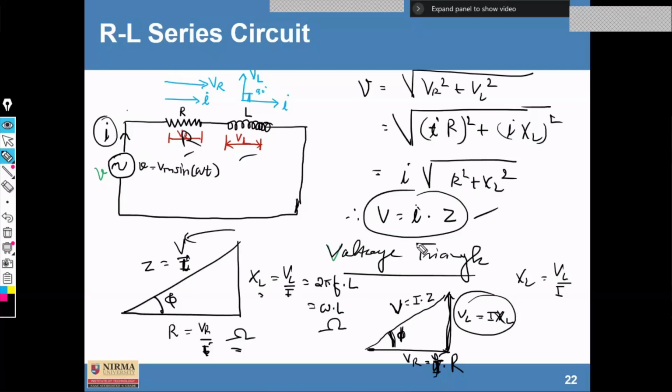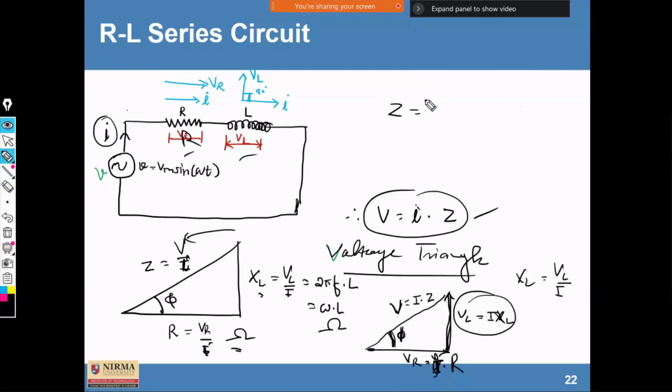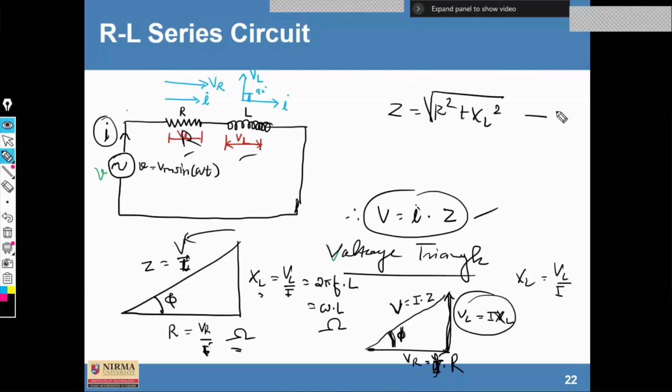Right. So the equation of impedance is Z is equal to under root of R square plus XL square. Right. So if you want to find out the total impedance, we can use the equation Z is equal to under root of R square plus XL square. So this is the equation of impedance, and the unit is in ohm.